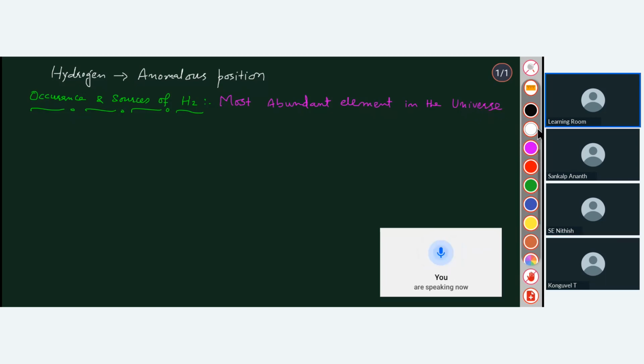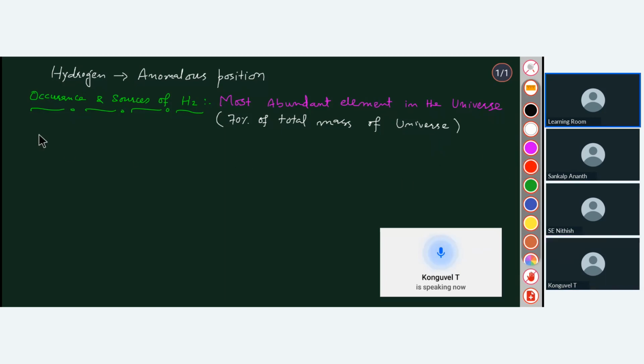Now you will also remember that hydrogen is 70% of the total mass of the universe. That means if we talk of the mass of the universe, 70% of the mass is that of hydrogen. But it is not too much in the Earth's crust. It is there, but in very minute quantity. Similarly, it occurs in the air also.